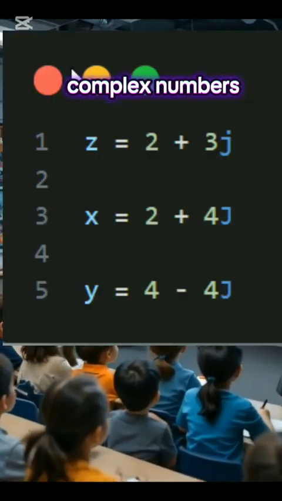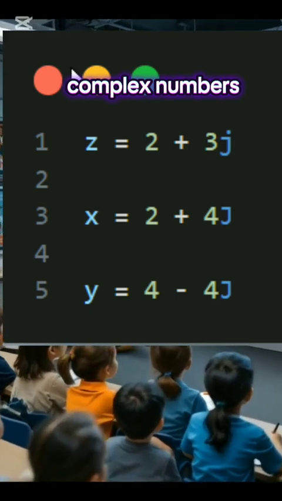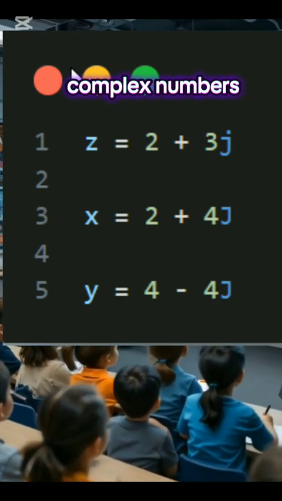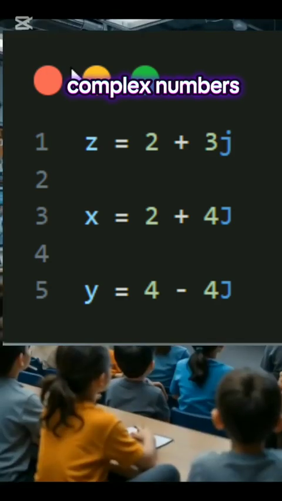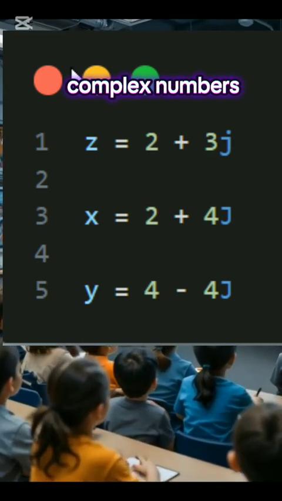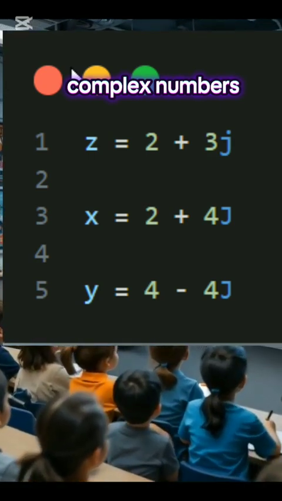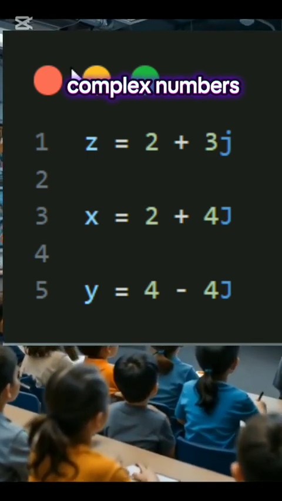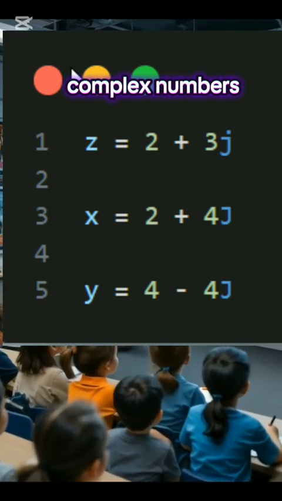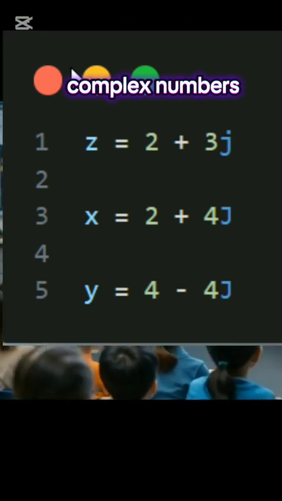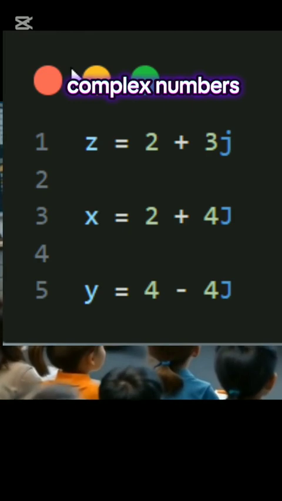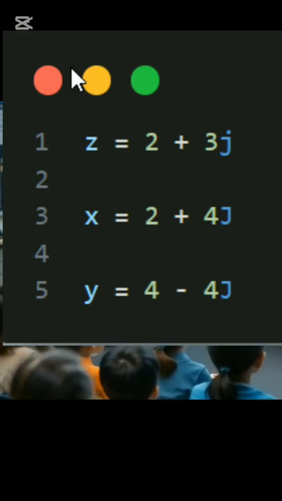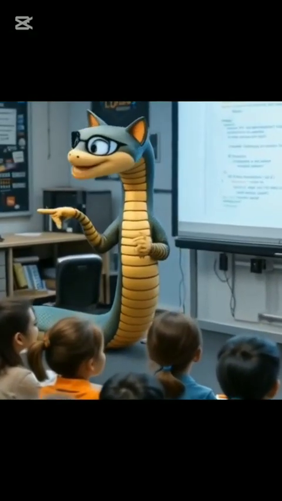Another one is the complex number. Complex numbers have a real and an imaginary part. They are denoted by a combination of a real and imaginary number, with the imaginary part suffixed with j, small j or capital J. So for example, we might have our variable z equals 2 plus 3j, with small j, which is the imaginary number.